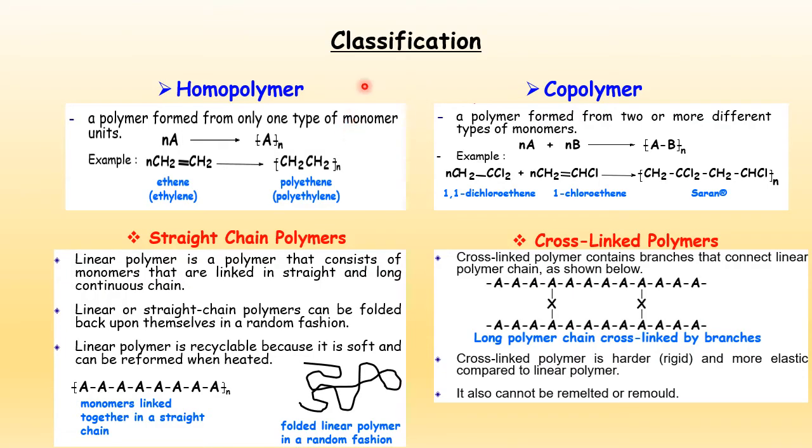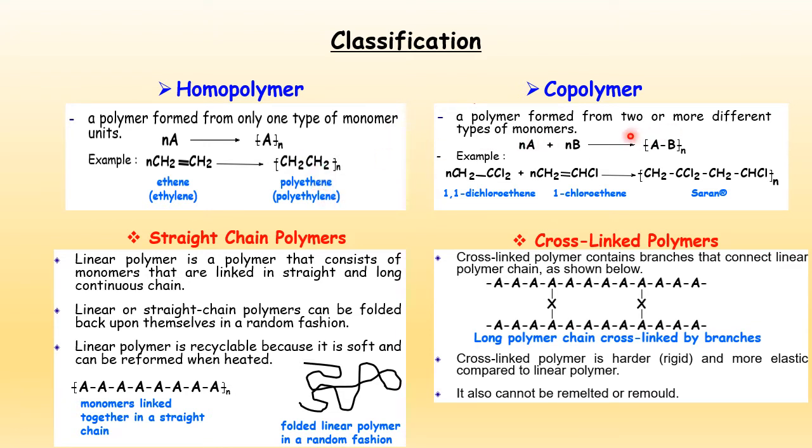Next is about the classification of polymer. There are two types of polymer. One is homopolymer, the other one is copolymer. Okay, homopolymer, homo means formed from only one type of monomer. For example, only formed from compound A. So it will form the polymer of compound A. And then we can use the example ethene again. So n number of ethene and then form a polymer of ethene. So we call it polyethene.